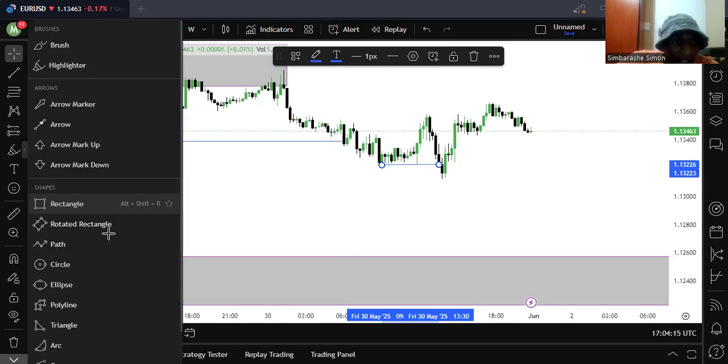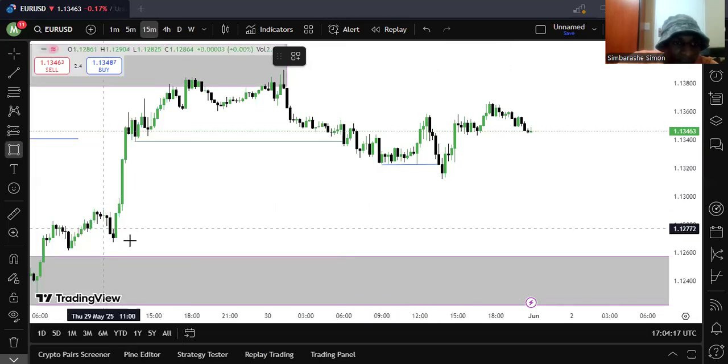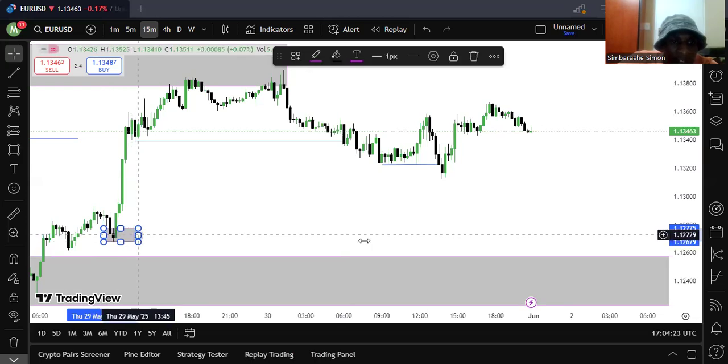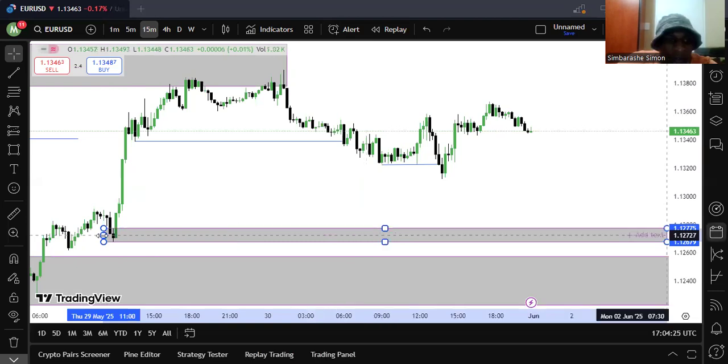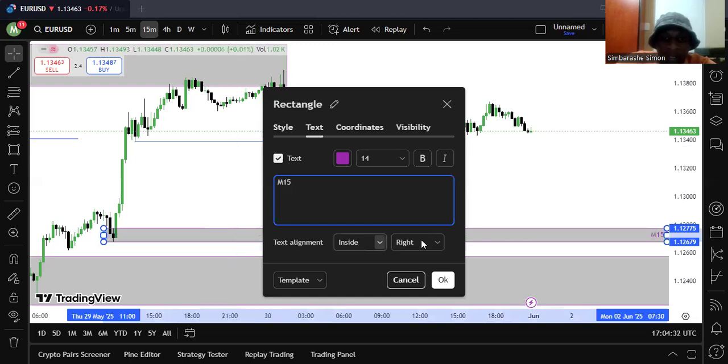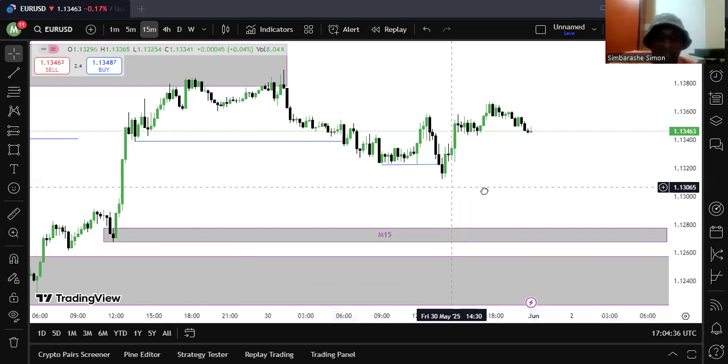Then I can make this one, guys. And this zone is for 15 minutes, the one that I make down here. Let me just write inside here M15. So M15 for me means the 15 minutes, I mean. So that's how it is.